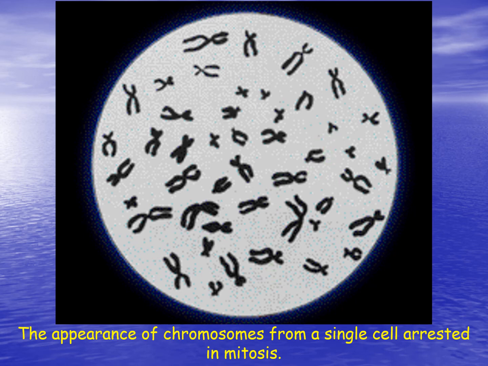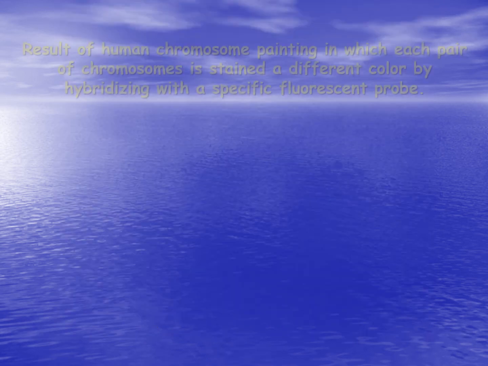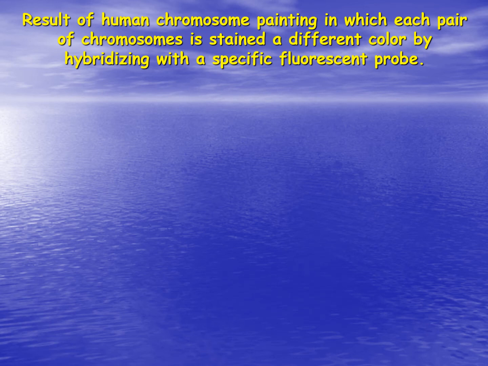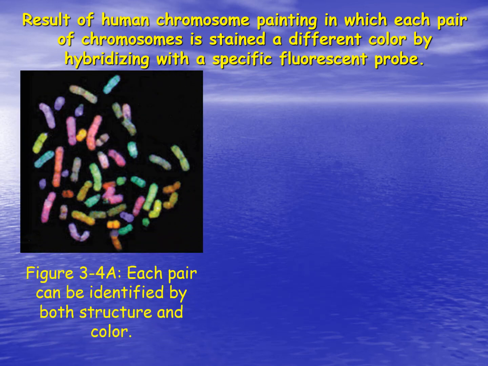When we do a karyotype, we arrange the chromosomes from the longest to the shortest of the autosomes, and then the last pair is going to be the sex chromosomes. So this is the result of a human chromosome painting in which each pair of the chromosome is stained a different color by hybridizing with specific fluorescent probes. So each pair can be identified by both structure and color.